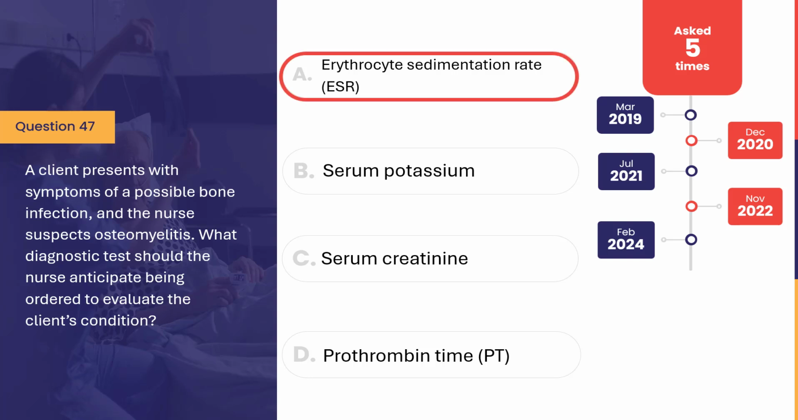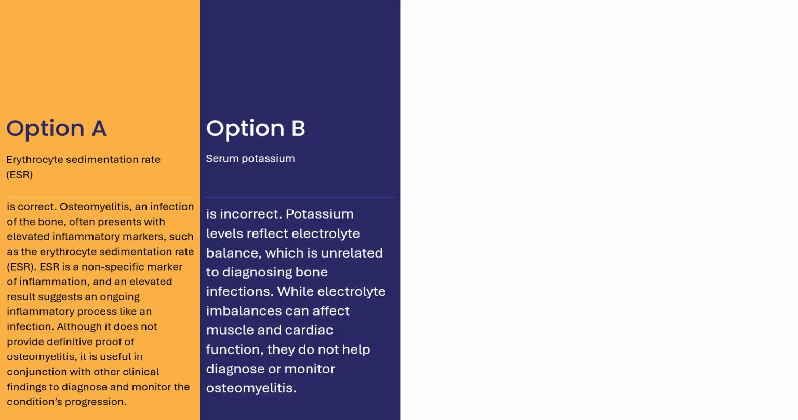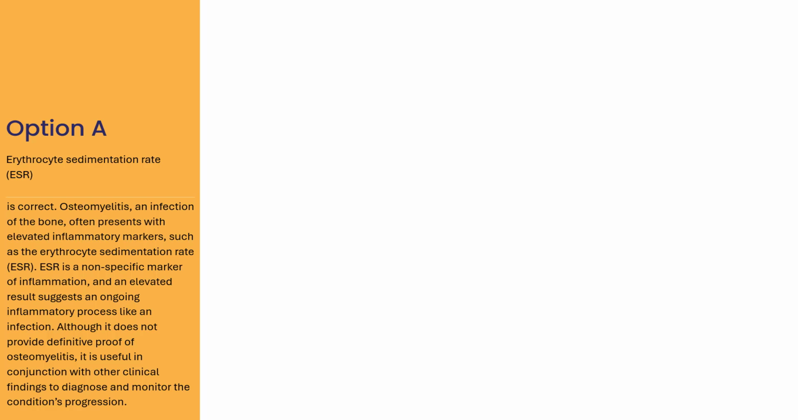Erythrocyte sedimentation rate, ESR. A is correct. Osteomyelitis, an infection of the bone, often presents with elevated inflammatory markers, such as the erythrocyte sedimentation rate, ESR. ESR is a nonspecific marker of inflammation, and an elevated result suggests an ongoing inflammatory process, like an infection. Although it does not provide definitive proof of osteomyelitis, it is useful in conjunction with other clinical findings to diagnose and monitor the condition's progression.